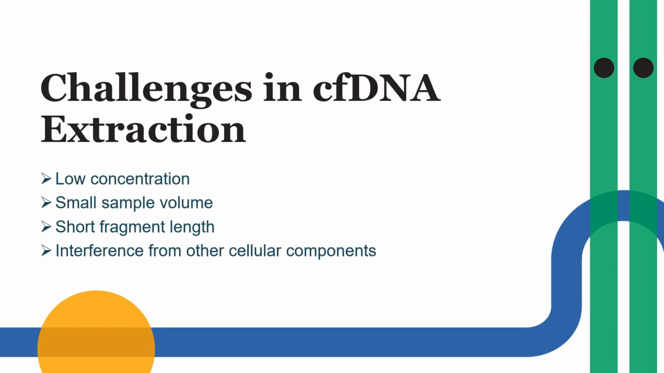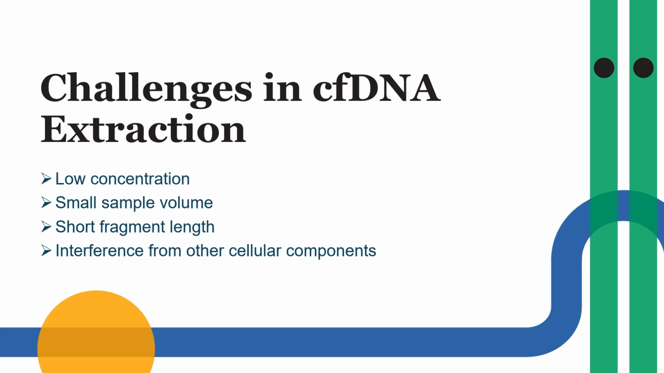We extract cfDNA because it offers a non-invasive way to obtain genetic information. By analyzing cfDNA, we can detect diseases like cancer, monitor treatment response, and screen for genetic disorders like Down syndrome. However, extracting cfDNA presents several challenges. The primary challenge is the low concentration of cfDNA in bodily fluids. This requires sensitive extraction methods to isolate sufficient amounts for analysis. Another challenge is the short fragment length of cfDNA, which can make it difficult to amplify and sequence. Additionally, the presence of other cellular components and contaminants in the sample can interfere with the extraction process.